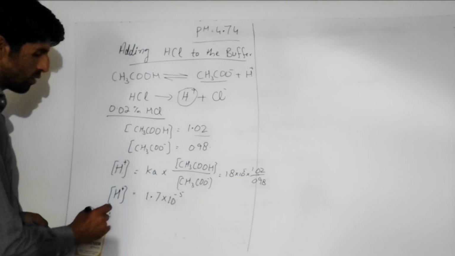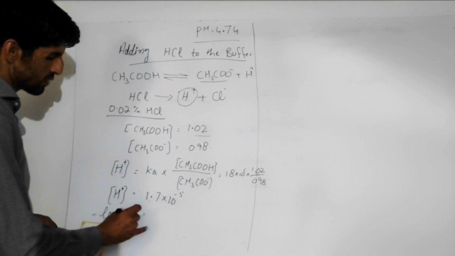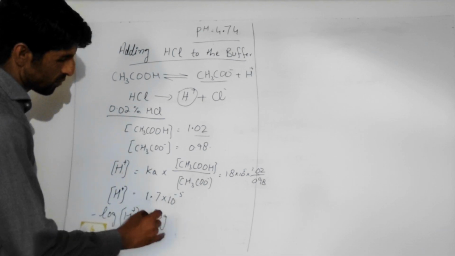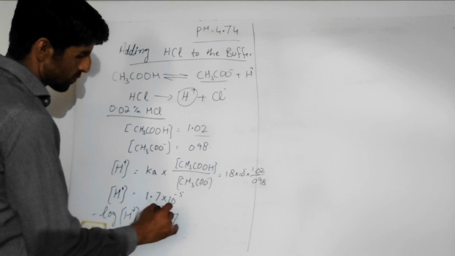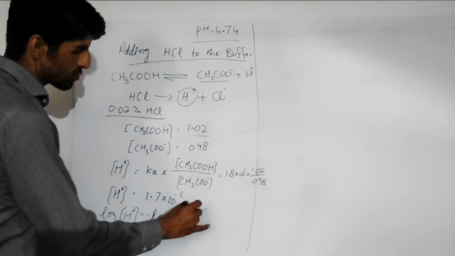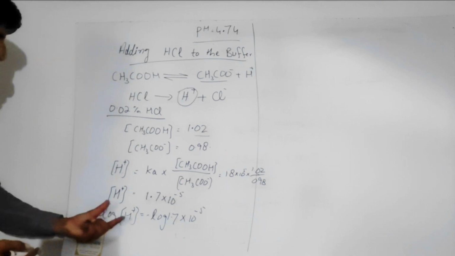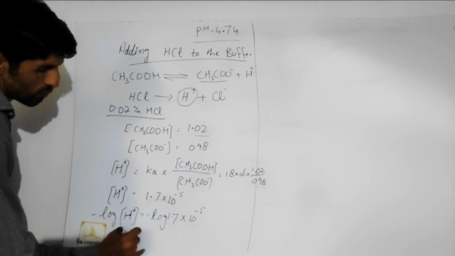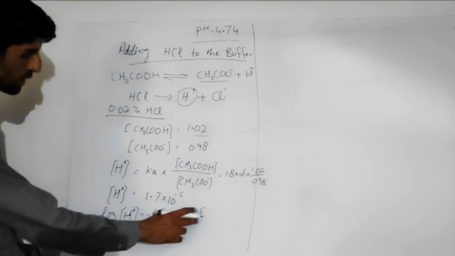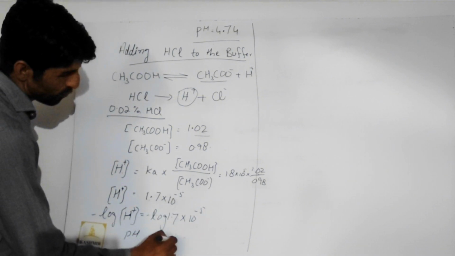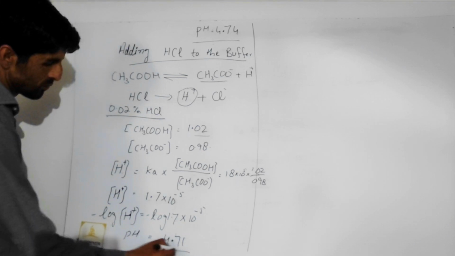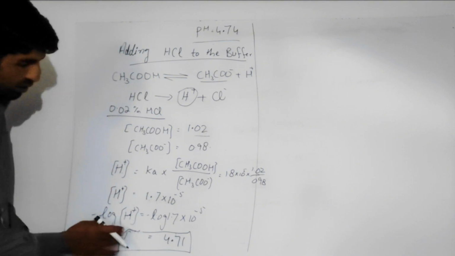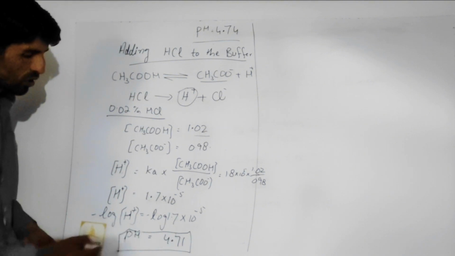And now by taking the log on both sides, the log of hydrogen ions will give us 1.7 log of into 10 raised to power minus 5, and the negative log of the concentration of hydrogen ion is always known as the value of pH. So the pH will become 4.71. This is the pH of the buffer solution after the introduction of an acid, that is a strong acid, to the solution.